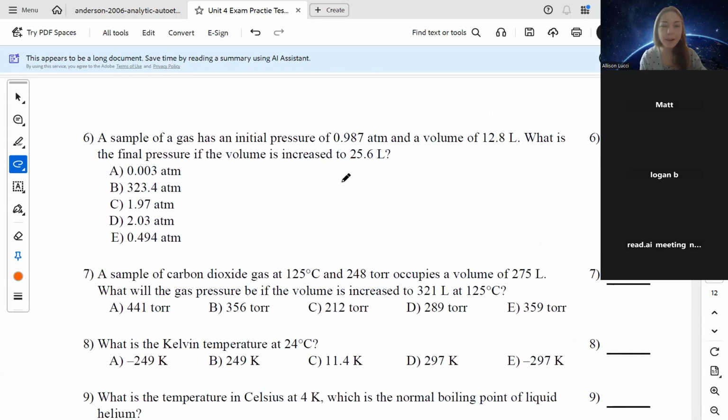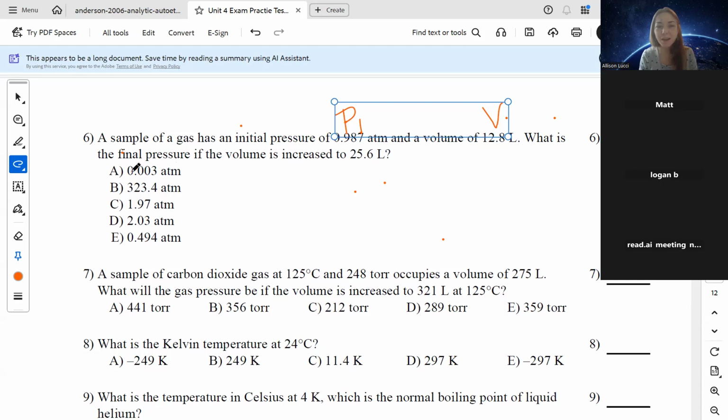All right, so now I have a gas. My sample has an initial pressure, so I'm going to mark that my P1 and a volume, my V1, here of 0.987 atmospheres for pressure, and then we have 12.8 as our volume in liters.